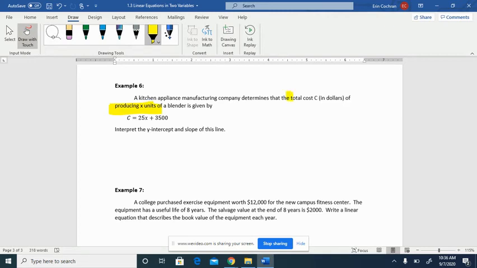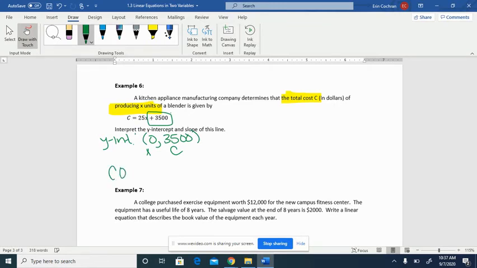Okay, and my C is my total cost, my y is my total cost. Remember, our y-intercept we know is this 3,500. Right? So my y-intercept is 3,500. And we know a y-intercept is always the coordinate (0, b), which is this 3,500. So my x is 0, and my y is my total cost. So what does this actually represent?